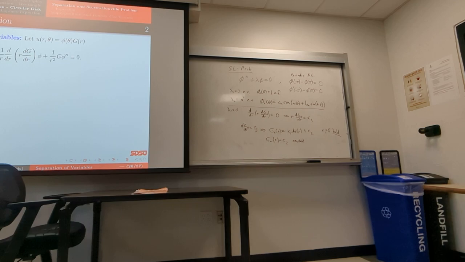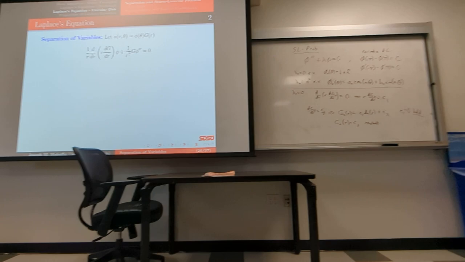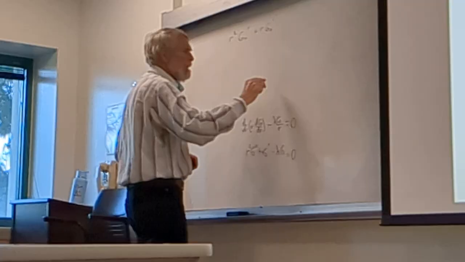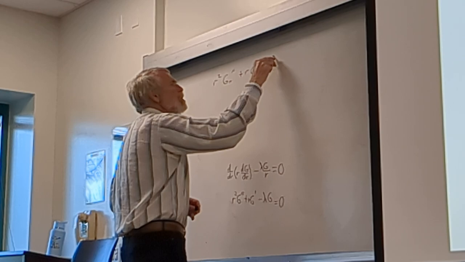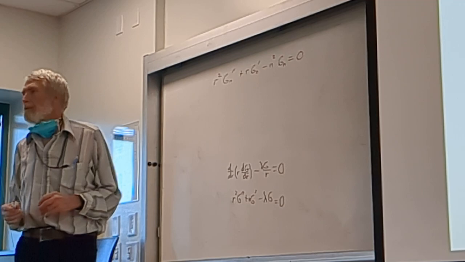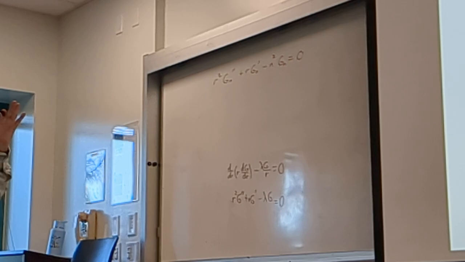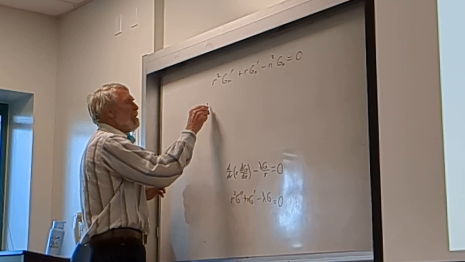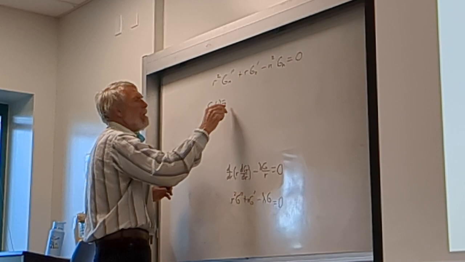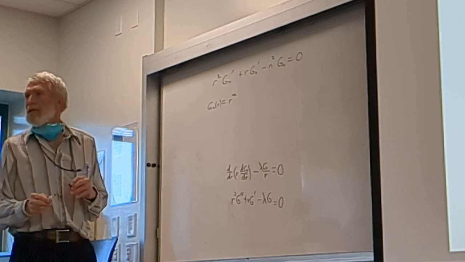Okay, let's go to this one. So now we're going to look at r squared gn double prime plus r gn prime minus n squared gn equaling zero. I should remind you this is a Cauchy-Euler equation, right? So we make an assumption. We're going to let gn of r be equal to some r raised to the alpha power, right?